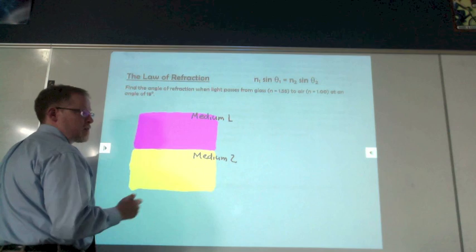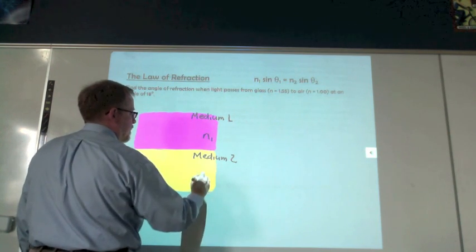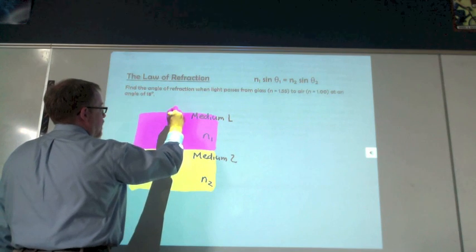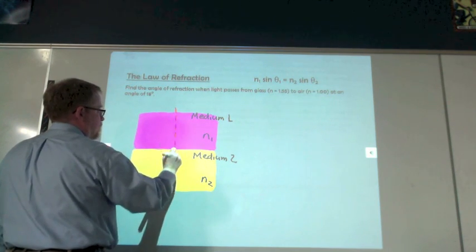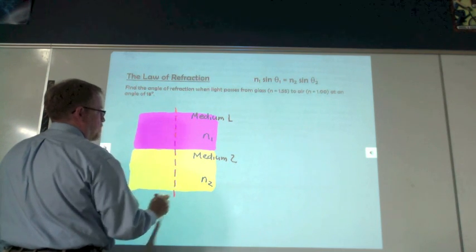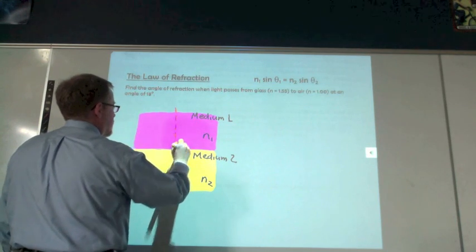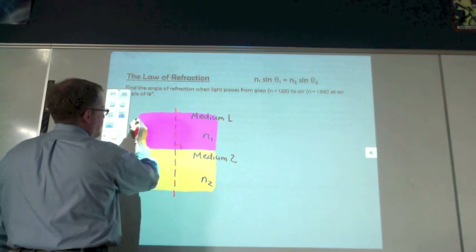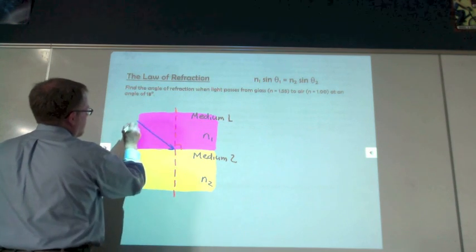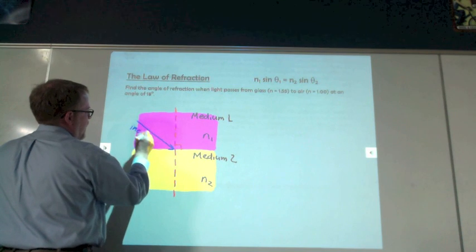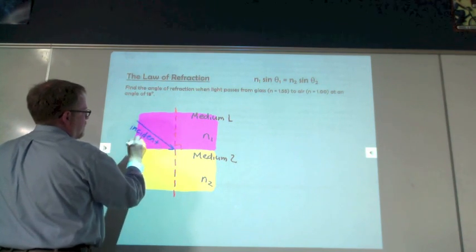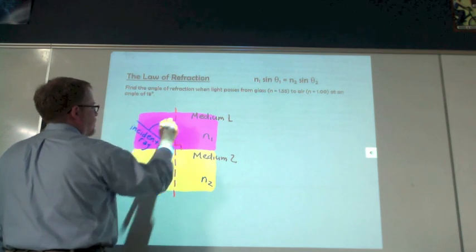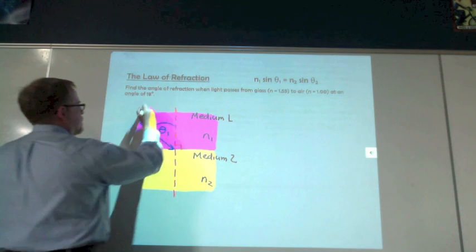Each medium has its own index of refraction, so I'll put N1 here, N2 there. And again, just as before, we need to draw in a normal to the surface, normal to the boundary at which these two substances contact. There's a right angle there. Okay, so we have, as before, an incident ray. This is just like what we had with reflection. We'll call this theta 1 instead of theta I this time for the angle of incidence.